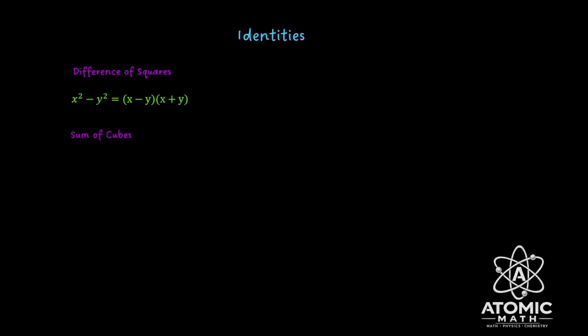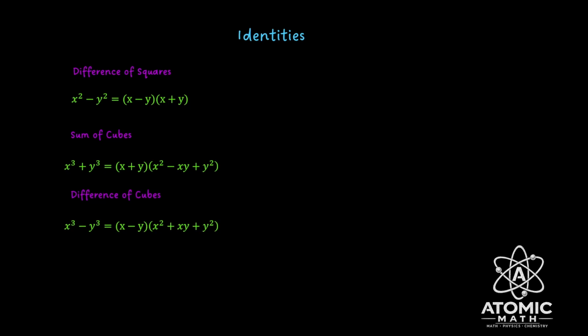If we look at the sum of cubes, same thing. So x cubed plus y cubed is going to equal x plus y times x squared minus xy plus y squared. So if you get your equations into forms like this, then you can make them just simple x cubed plus y cubed. The difference of cubes is similar, slightly different.